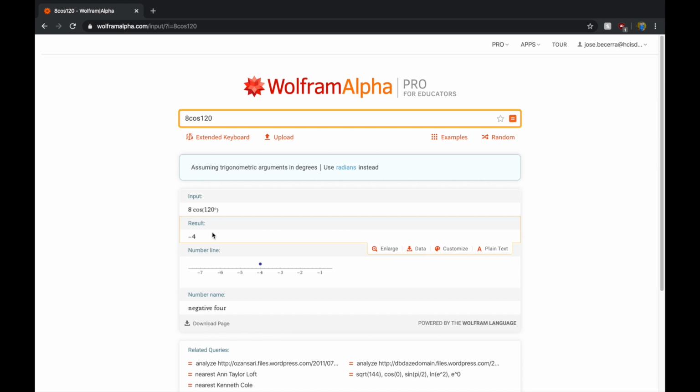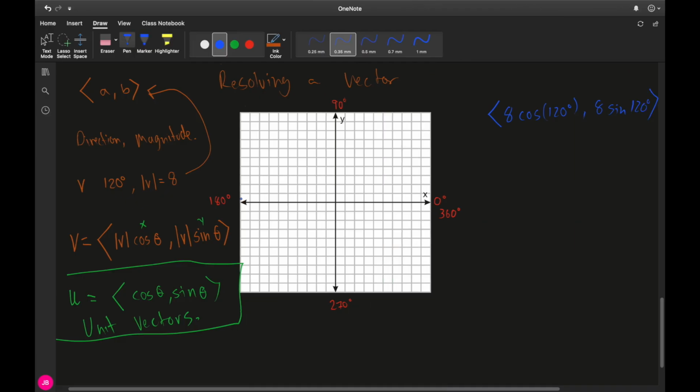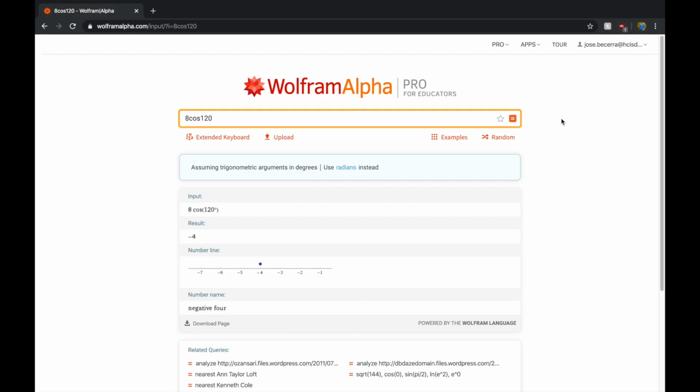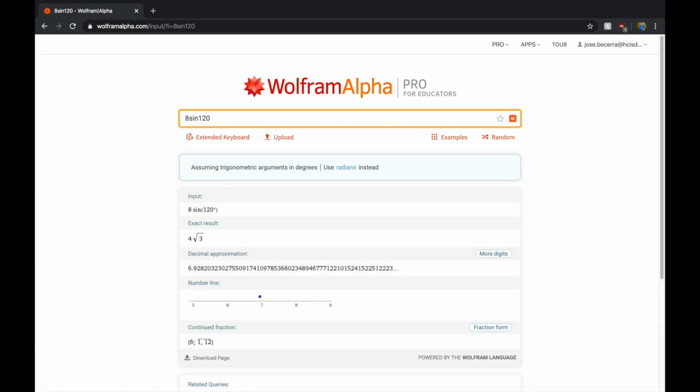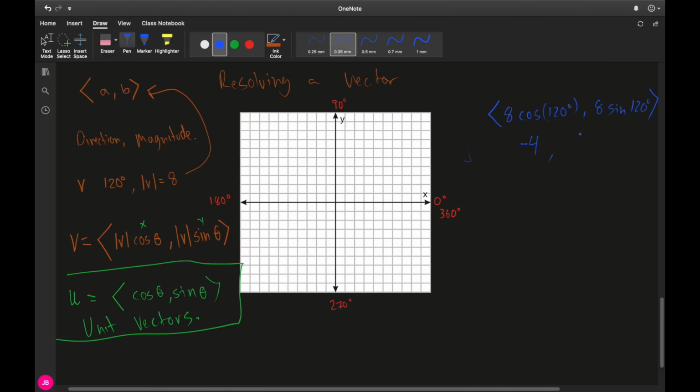8 times the cosine of 120 degrees gives me the value of -4. So this will be -4. And now I do the same thing for sine. This gives me 4 times the square root of 3, with a decimal approximation of 6.9. We can go ahead and use that, 6.9, and that can kind of be rounded up to 7.